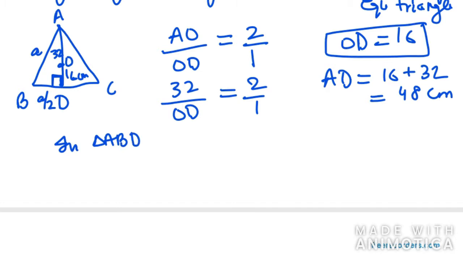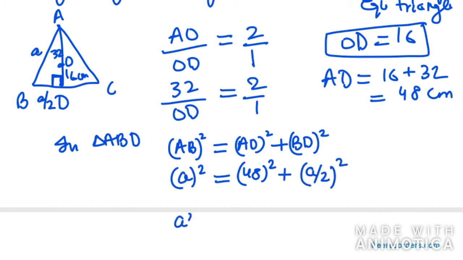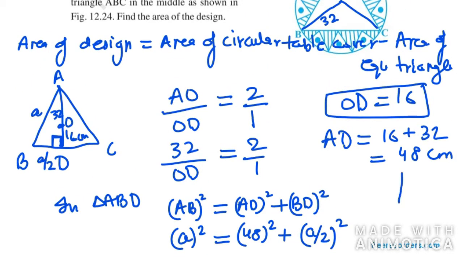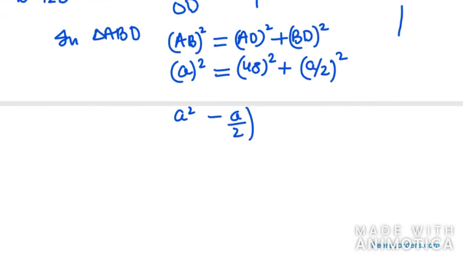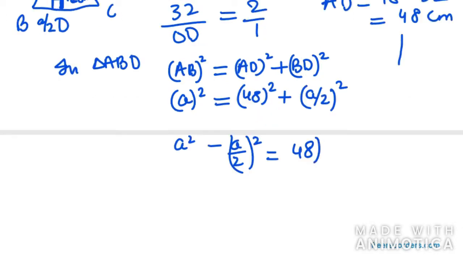So in triangle ABD, I'm going to use Pythagoras theorem. It will be hypotenuse square, that is AB square, equals perpendicular square, AD square, plus BD square. My AB is A, my AD is 48, and my BD is A by 2. So A square, take away A by 2 whole square, equal to 48 square.